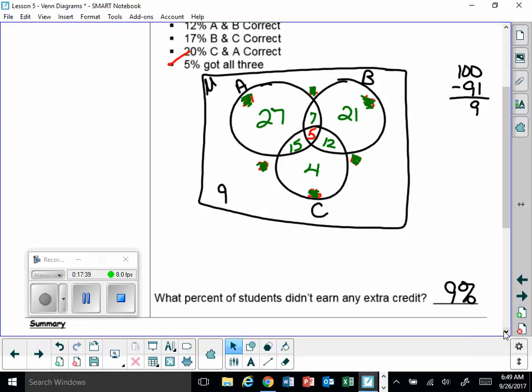All right, so I want you to write a 2 or 3 sentence summary on Venn diagrams. Be sure you include the key words, including intersection and union.